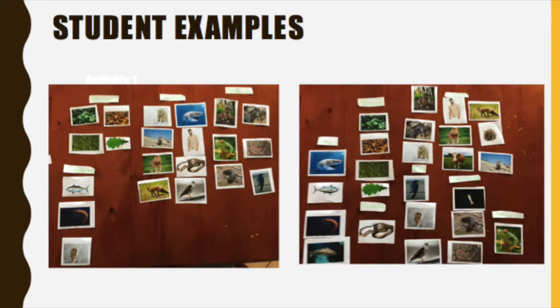The next phase was the students being given a plant or an animal to really identify and work on, and build a food web around that animal or plant that they were given.